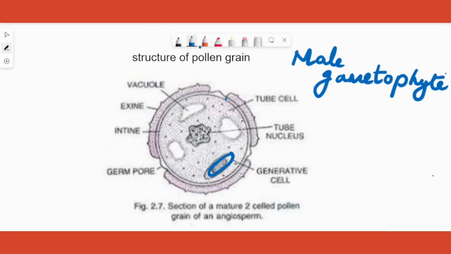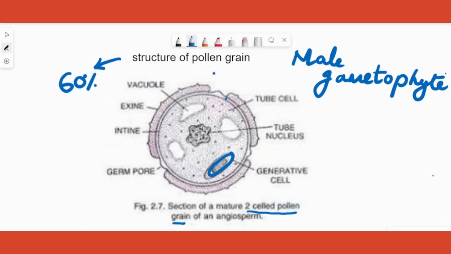Usually, it will have two cells, and therefore, in your NCERT textbook, there is a single line that states most of the pollen grains, 60% of the pollen grains of the flowering plants, are in the form of two-celled stage. How many percent? 60%. Remember this. The rest 40% is three-celled. So let's understand.